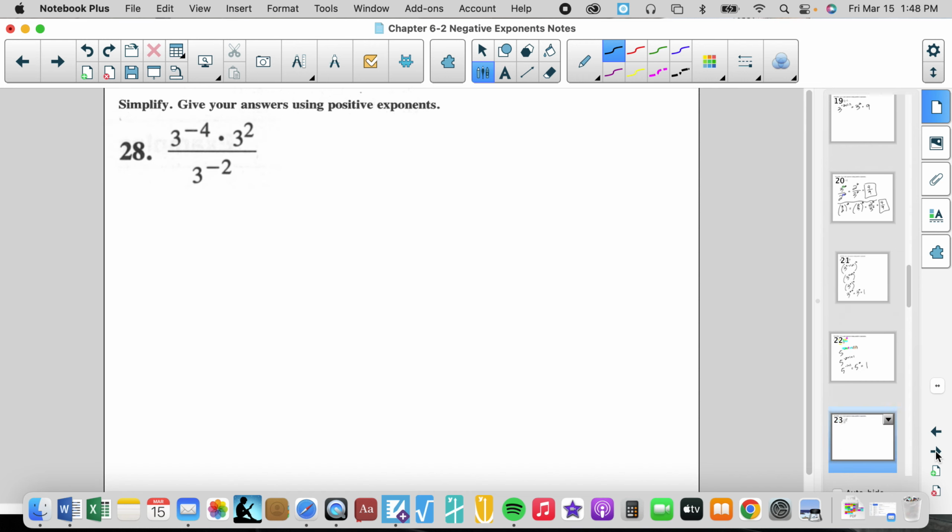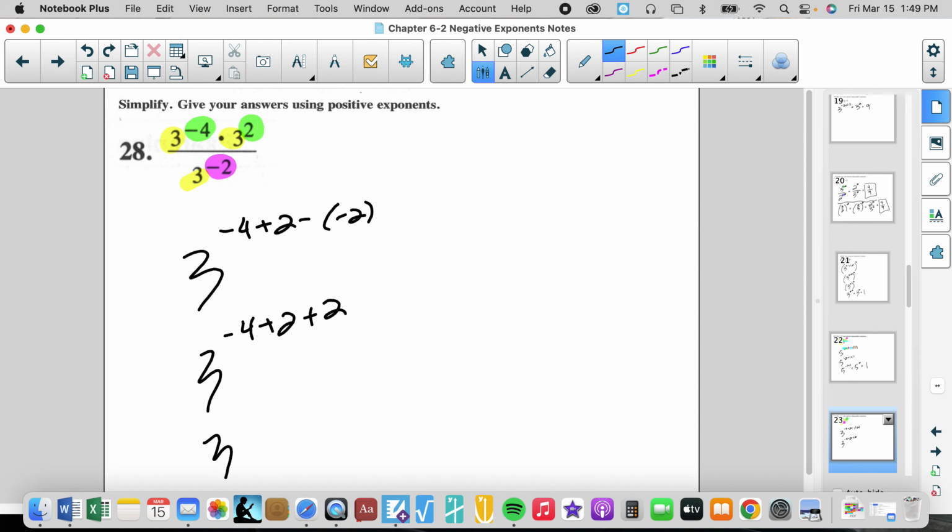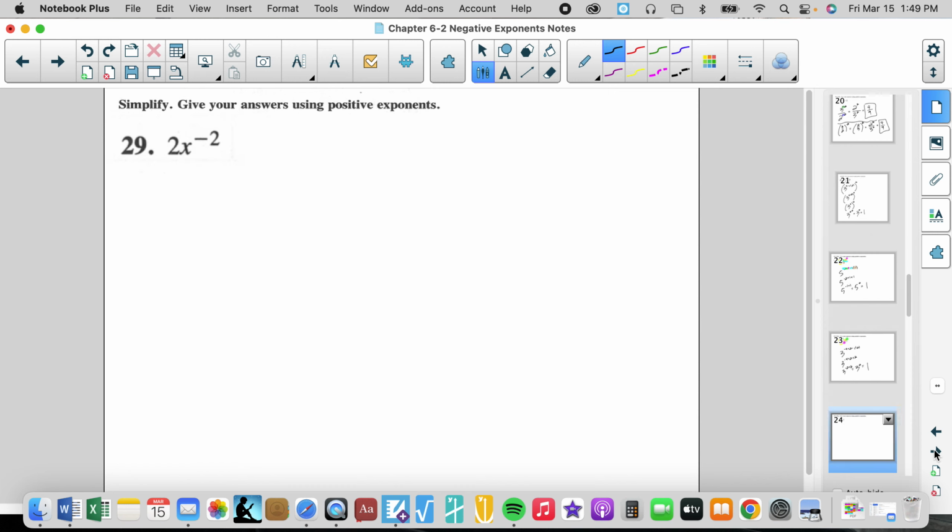Let's do this one. We have like bases. All three of our terms have like bases. 3 is the base. So we're multiplying these exponents, so we'd add those, and then we would subtract that one because we're dividing. So it'll look like 3 to the negative 4 plus 2 minus negative 2. Negative 4 plus 2 plus 2, which again equals 3 to the negative 2 plus 2, 3 to the 0, which equals 1.